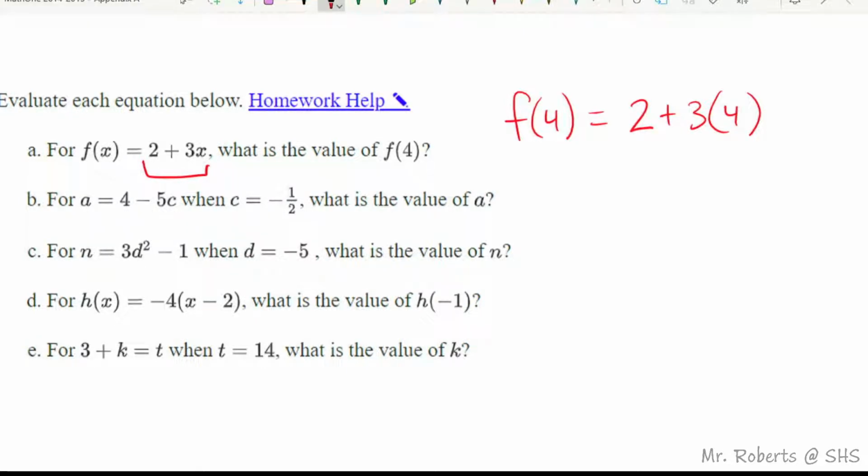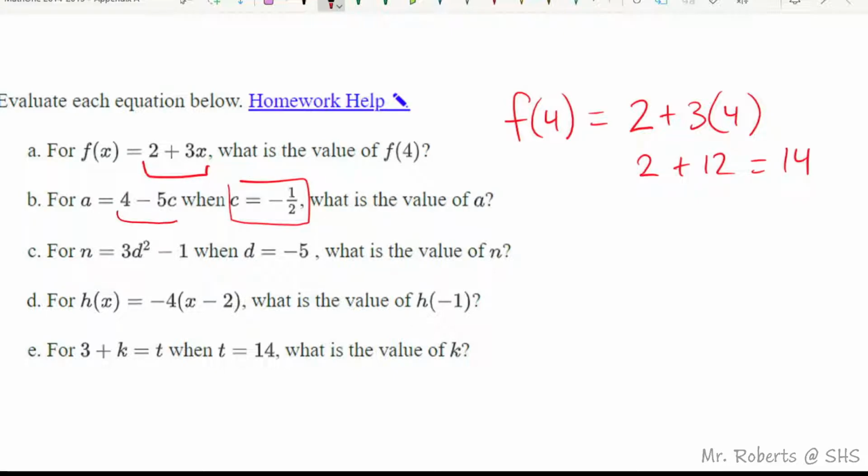3 times 4 is 12, so this is 2 plus 12, which is 14. So when f is the number 4, I get an output of 14 for that function. The next one says, find a. What is the value of a when c is negative 1/2?